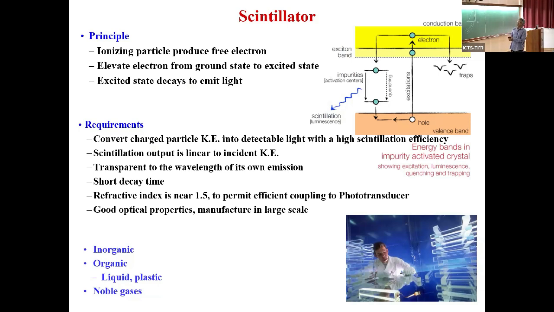So the principle is that the ionizing particle produces free electrons, elevating the electron from the ground state to the excited state, and the excited state decays and emits light. This band structure is the way we design our detector.